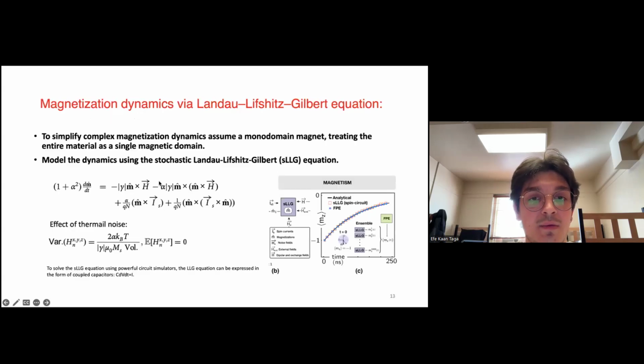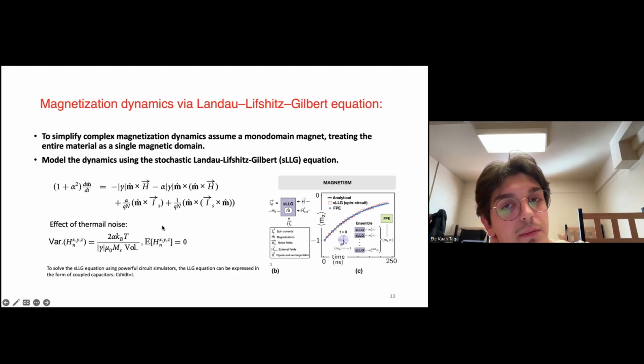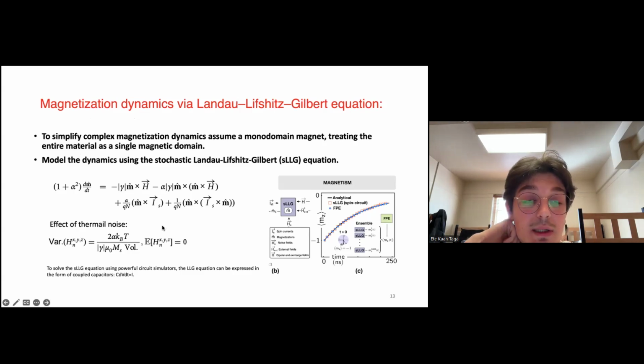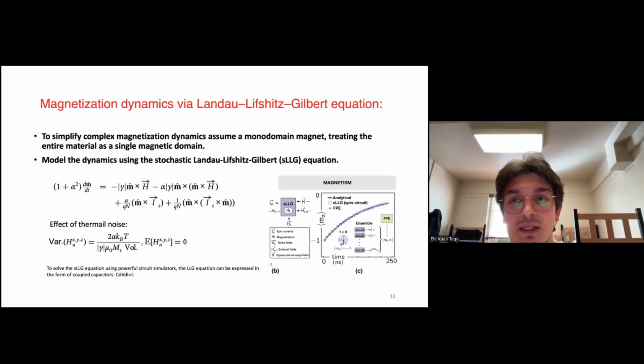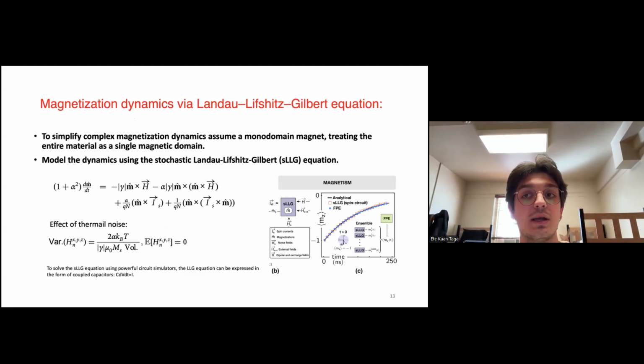And having studied the transport models, we can pass to the magnetization dynamics via the Landau-Lifshitz-Gilbert equation. To simplify complex magnetization dynamics, we assume a monodomain magnet, treating the entire material as a single magnetic domain. Because large ferromagnets in experiments typically contain many domains, and getting realistic dynamical behavior is very sophisticated. So sophisticated magnetic tools need to be used, and these tools solve partial differential equations that are hard to combine with our spin circuit simulators.